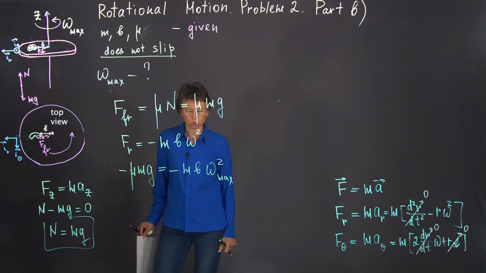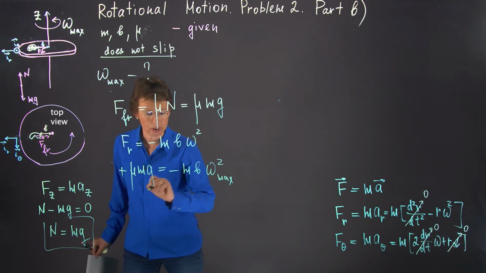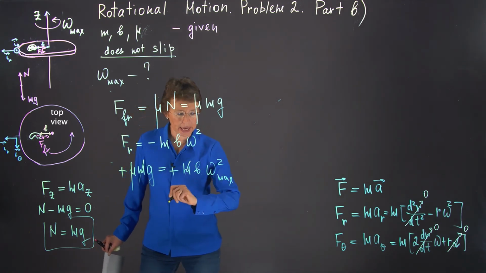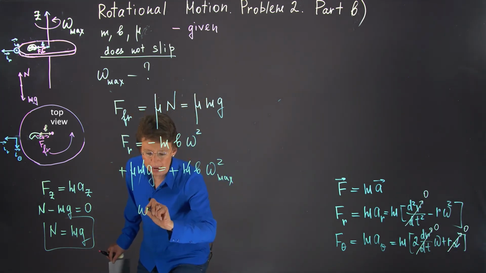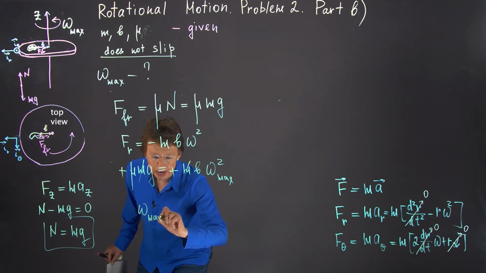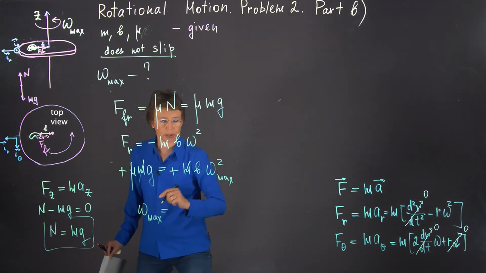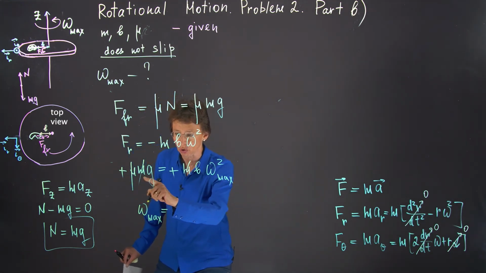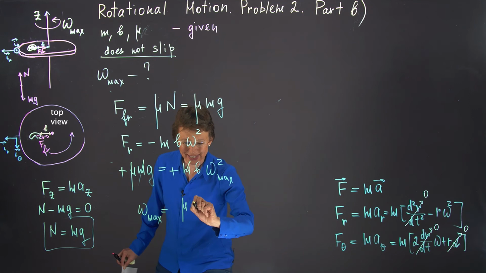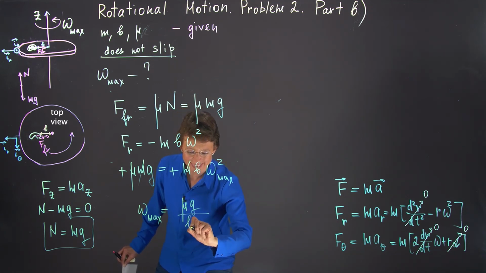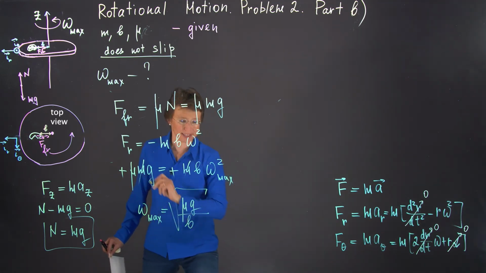Are we ready to solve for omega maximum? Yes. Minus, minus, plus, m is gone. What is omega maximum? It is the maximum angular velocity that I can afford right before this piece of cheese will start slipping. It is mu times g divided by b, and then the square root.